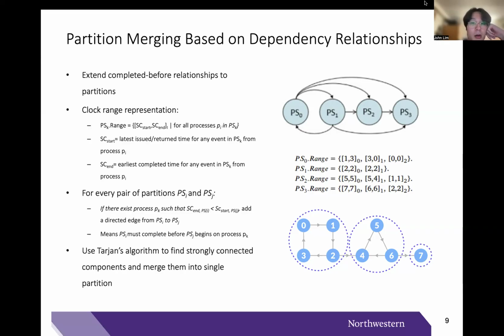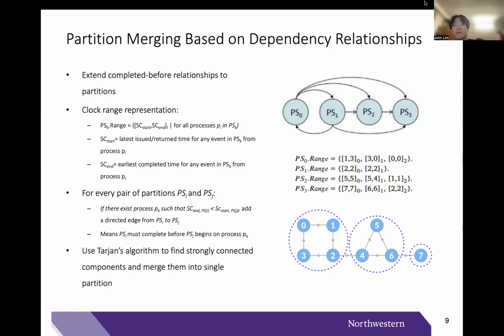For all processes in a partition, we want to find the SC start, which is the latest issued or return time for any event in partition K from process P of I, and we want to find the SC end, which is the earliest completed time for any event in partition K from process P of I. For example, shown on the right side, for process zero and partition zero, it would have the SC start value of 1 and SC end value of 3.